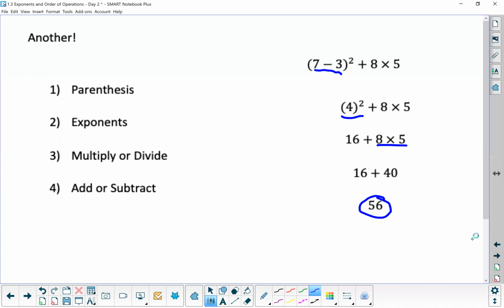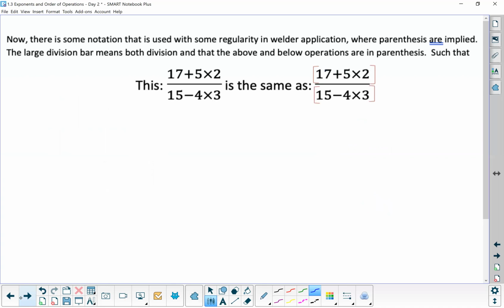A more unconventional way of seeing problems with order of operations might be like this. So here we have what looks like a problem in a fraction. And these are used with regularity in welder applications. We say the parentheses are implied, they're never actually written. The division bar means both division and that the above and below operations are in parentheses.